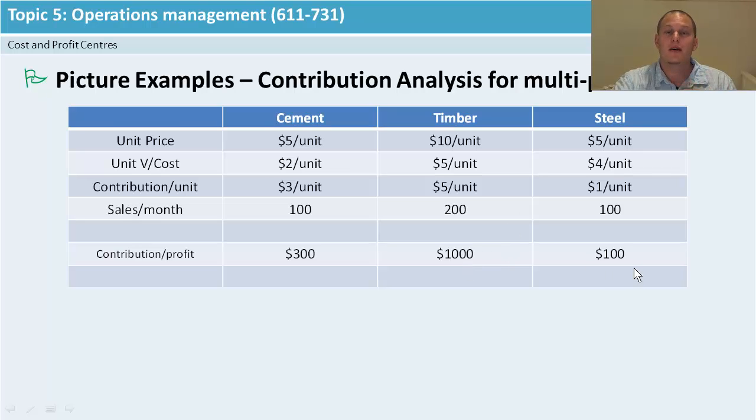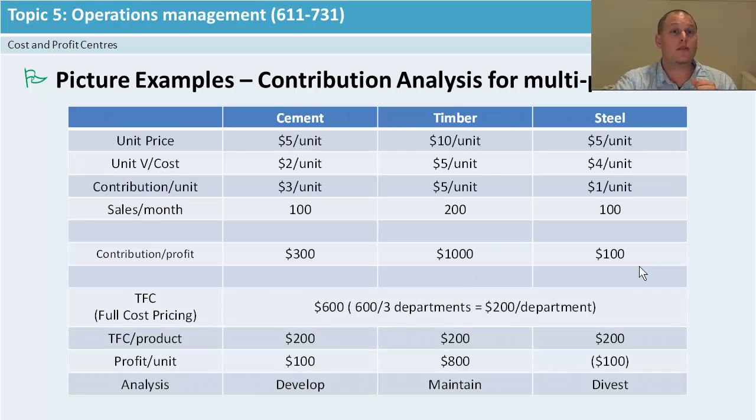The thing we haven't done yet is the total fixed costs. This is where it gets a bit tricky, so you have to bring in the full cost pricing. Let's imagine total fixed cost was $600, and because there are the 3 departments, if we do the 600 divided by the 3, it's going to be $200 per department. So 200, 200, 200. So if I do my 300 now minus my 200, it's $100 in there. That's how much overall profit that particular division is making for the company. We have the 1,000 minus the 200, so they're making 800.